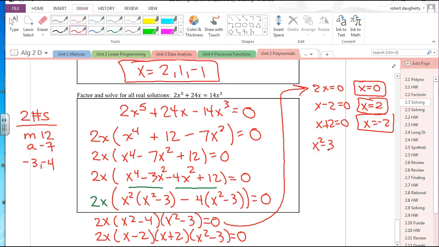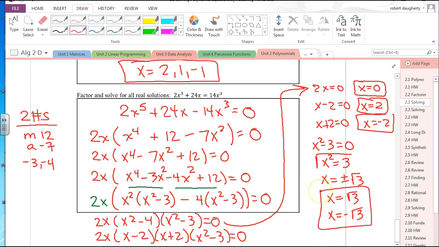And I can't factor x squared minus 3. That's not factorable as a difference of perfect squares with rational numbers. So when I set that equal to 0, I get x squared is equal to 3. Take the square root of both sides. You get x equals plus or minus square root of 3. So x is equal to square root of 3, and x is equal to negative square root of 3. So there are 5 solutions to this particular problem.